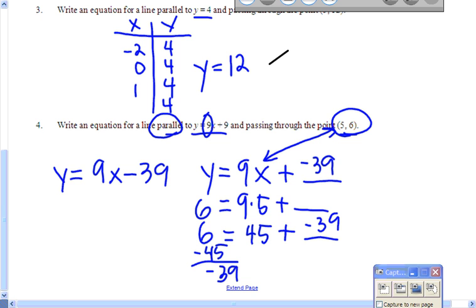And to check that answer, all you have to do is make sure that this point 5, 6 works. So 9 times 5 minus 39 equals 6.